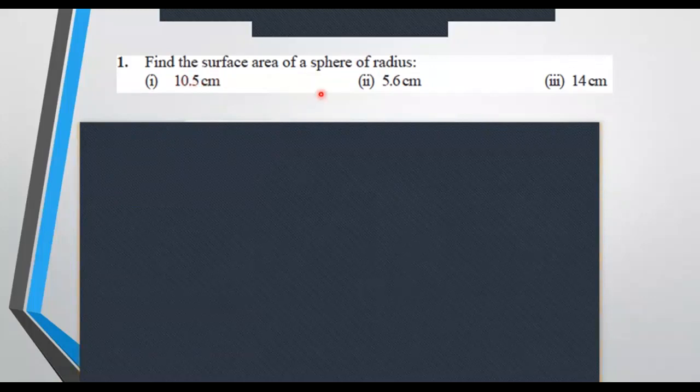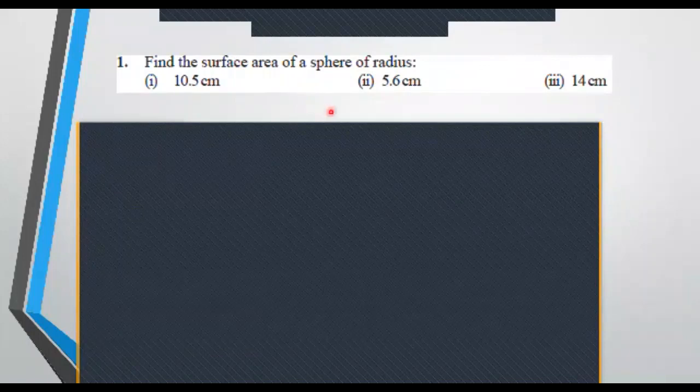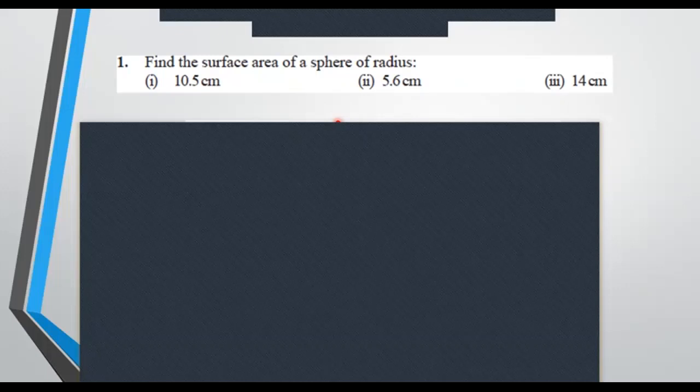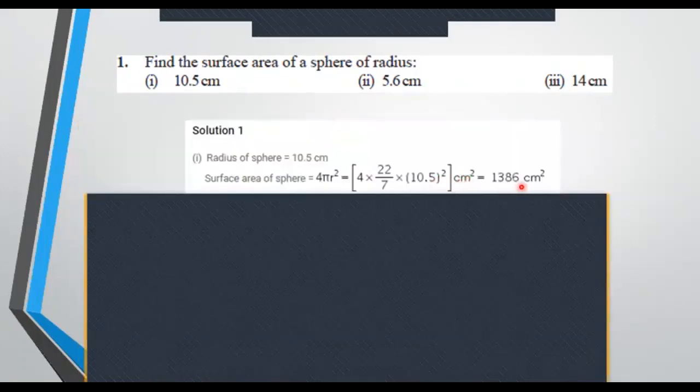Start with this. Find the surface area of a sphere of radius. There are 3 parts given. I want you to start working on that. Fine. So when the radius is 10.5, give me the answer. Ma'am, the answer is 1,300. Which one? Part 1 I'm talking about. Yeah, part 1 is 1386 centimeter square. Perfect.